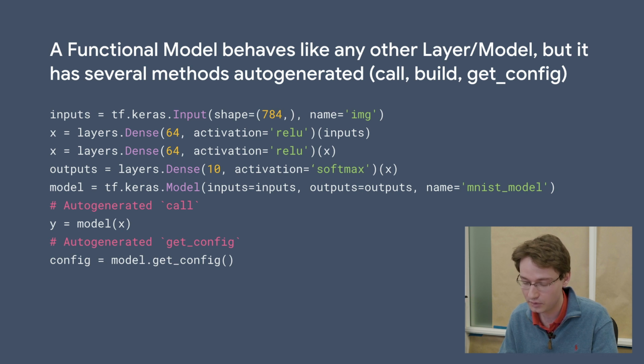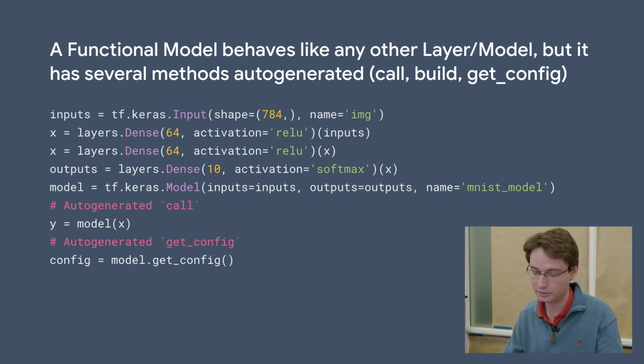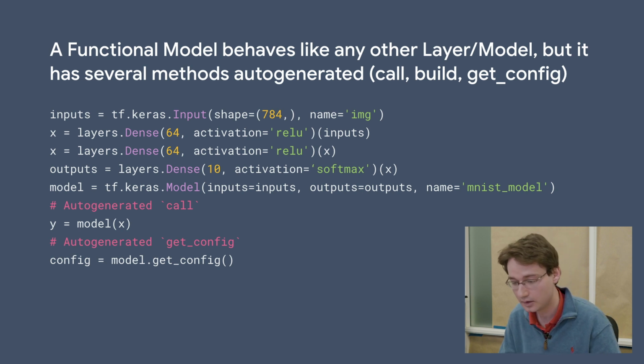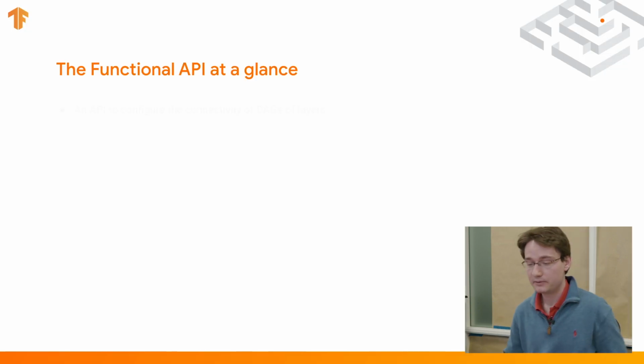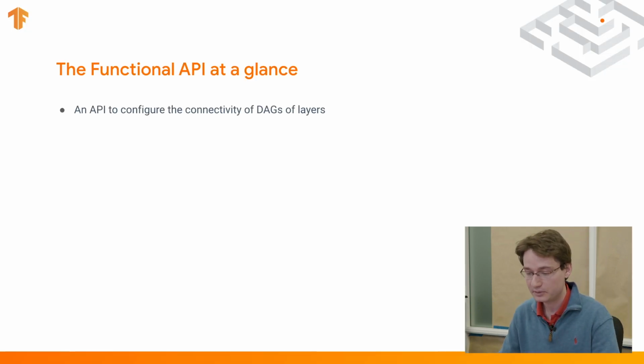Yeah, so you can call your model like you would call any other model instance or any function on a bit of data. It's going to return a bit of data. So what does the function API do roughly? Well, it's really an API for configuring DAGs.